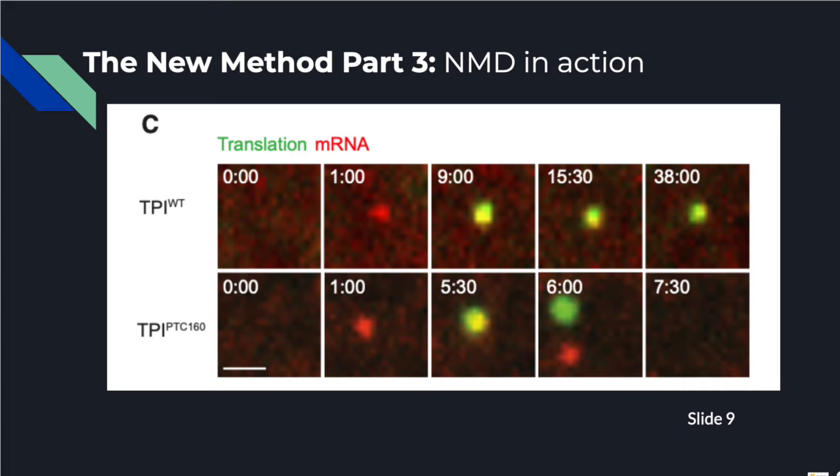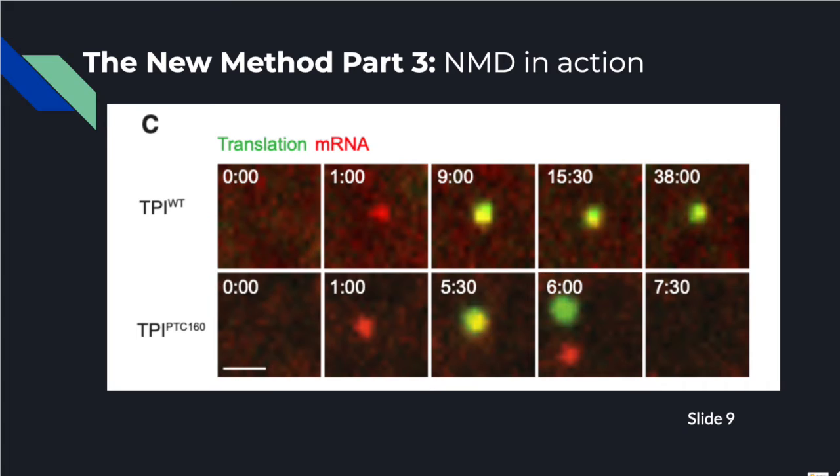Now that our NMD reporter is ready, we needed to do some reporting in real time. To do this, the researchers created some human U2OS cells. We're not sure why these cells specifically, but they were expressing TPI-WT or TPI-PTC160 reporters. This was done by transfecting the cells with the respective reporters' plasmids. The cells were observed using time-lapse spinning disk confocal microscopy with a 30-second time interval.